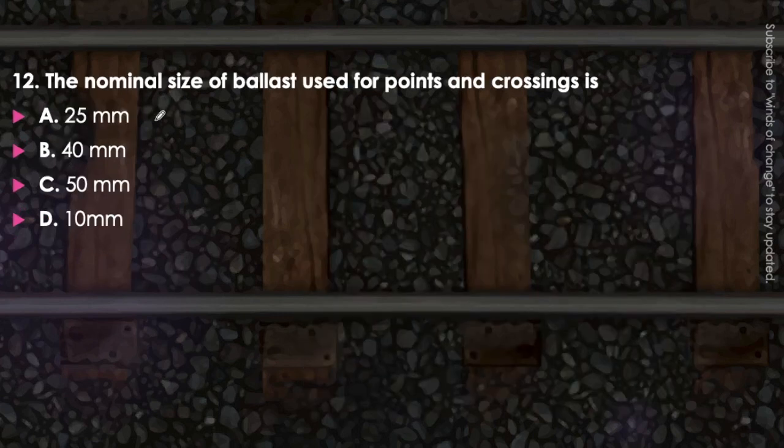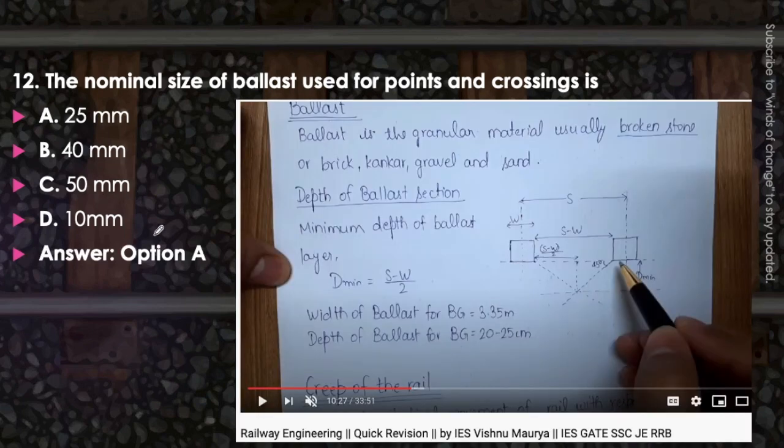Next question. The nominal size of the ballast used for point and crossing is 25 mm, 40 mm, 50 mm, or 10 mm. So the answer will be option A, that is 25 mm. 25 mm is the nominal size of the ballast used for point and crossing. The width of ballast is usually taken as 3.35 meter for single gauge track, and the depth of ballast is taken as 20 to 25 centimeter.